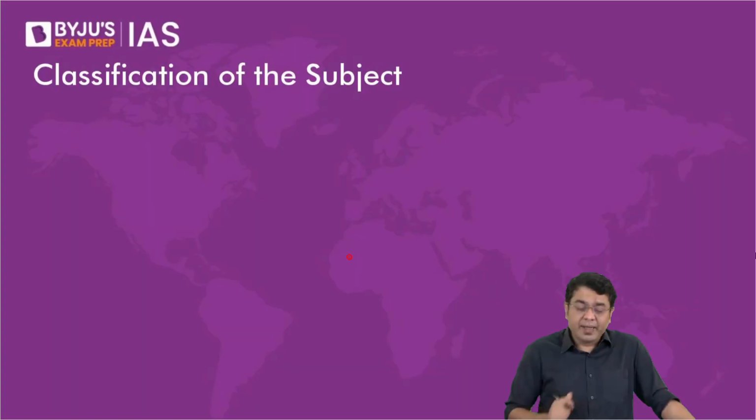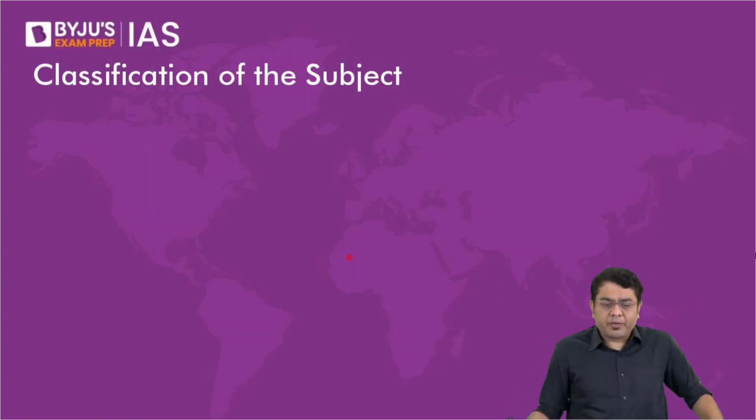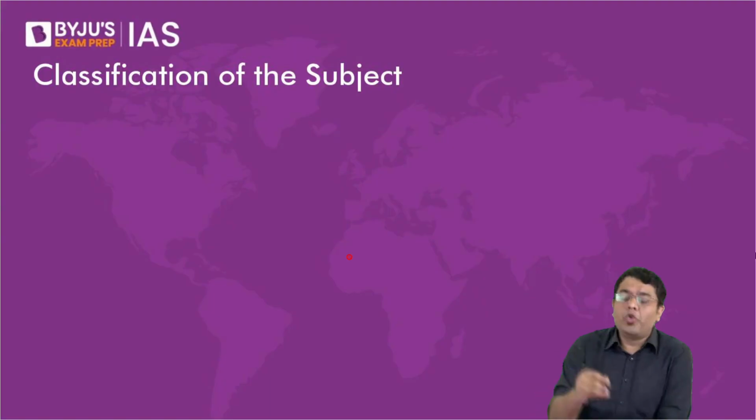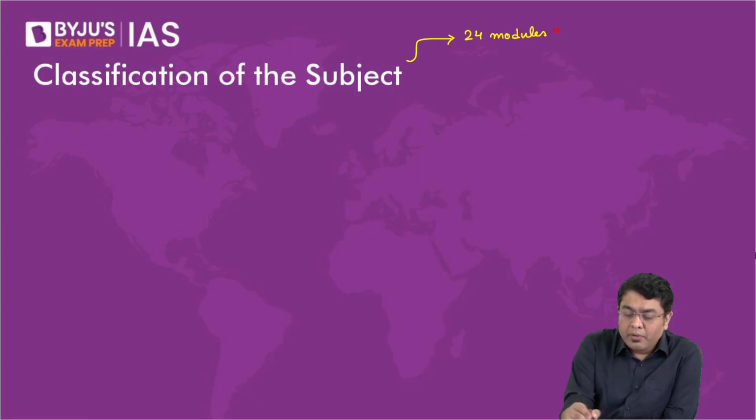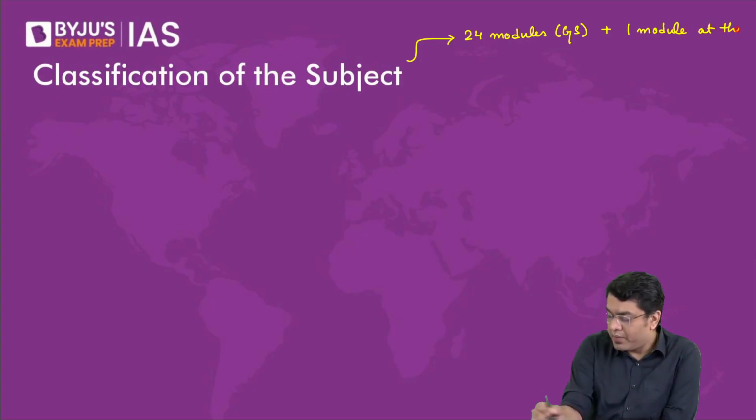For the first time, what we are trying to do this time is have the entire subject distributed in 25 modules rather than 24. So you will have 24 modules for GS, plus one module at the end. One module at the end. And this will be for your doubt clearing.